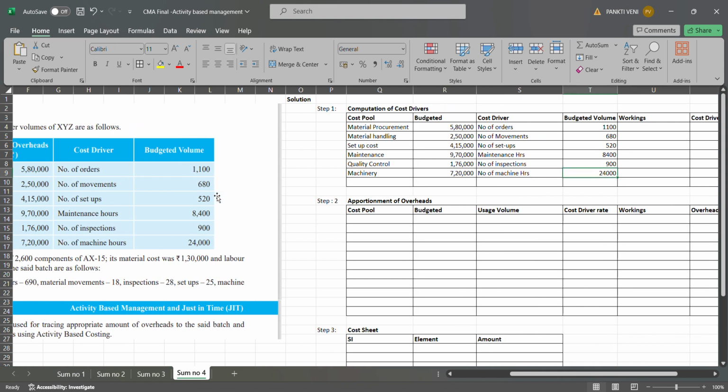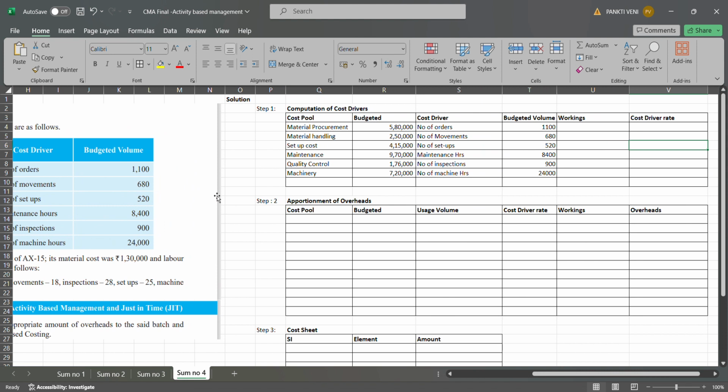Okay, now what I'm supposed to do, I'm supposed to find out cost driver rate. So how to find out cost driver rate? If you see, I'm supposed to divide this 5,80,000 divided by 1,100, then 2,50,000. Same thing we did in our last sum only. Also, what we were doing here we are doing in table form. There we represented in a statement form. Only that is the difference. So you have 2 steps sum. First you find out cost driver rate and then you prepare a cost sheet. So cost driver rate, how to find out?